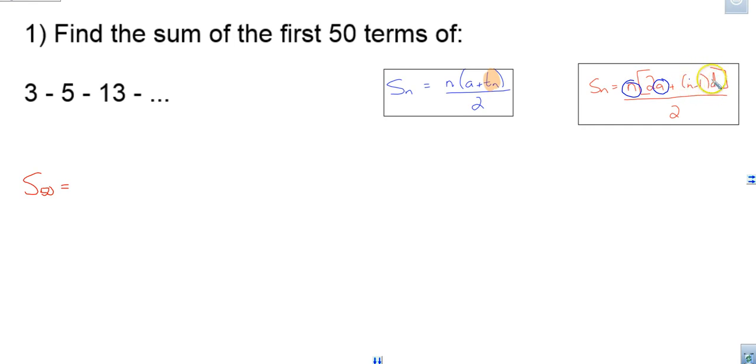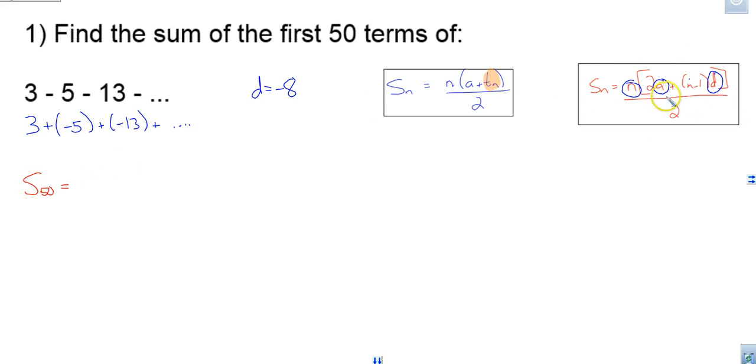And what it also requires is the common difference d, and we can tell what the common difference is here. So if we have 3 and then minus 5 and then minus 13. Now you have to look at this a little bit differently sometimes. A series should always be addition. So what we're doing is adding negative 5 and then adding negative 13 and so on. So what we can see is that the common difference d is negative 8.